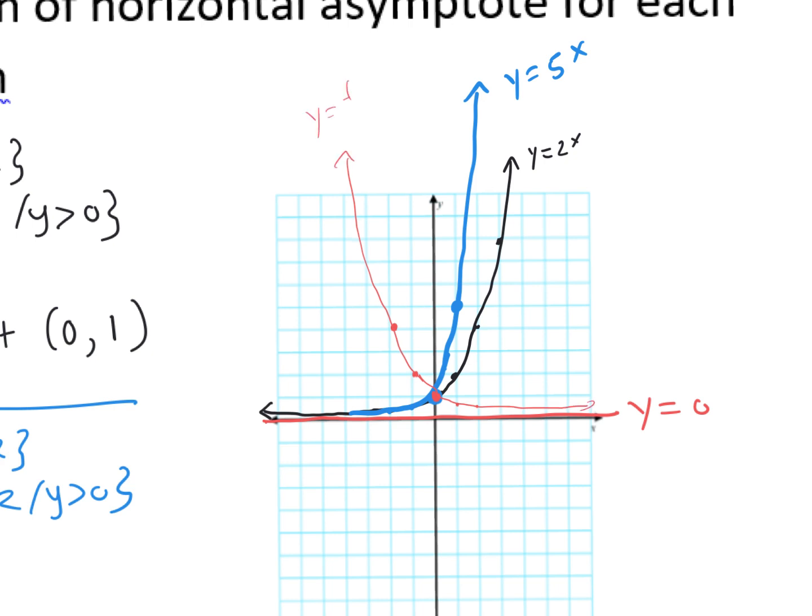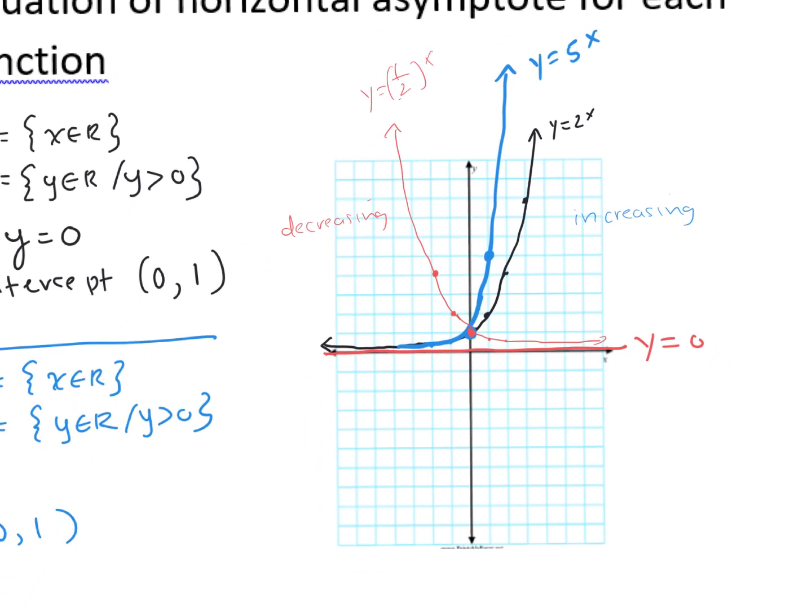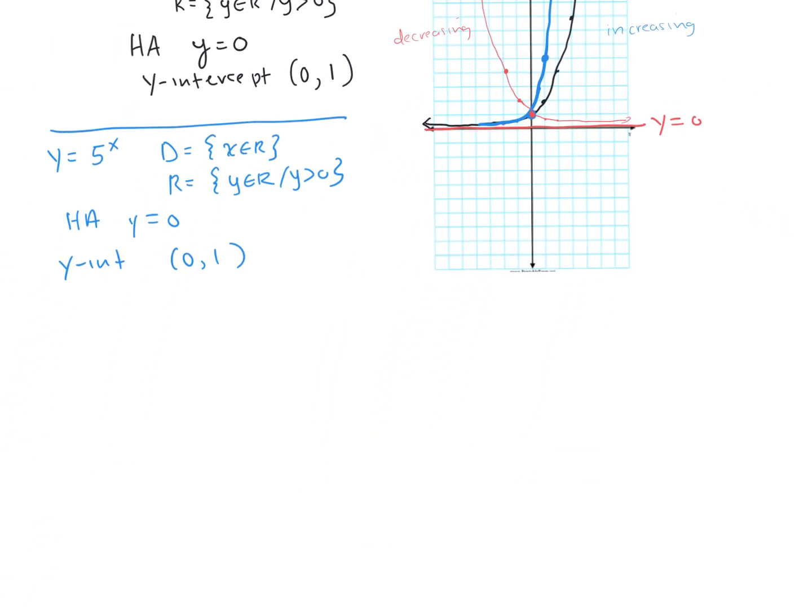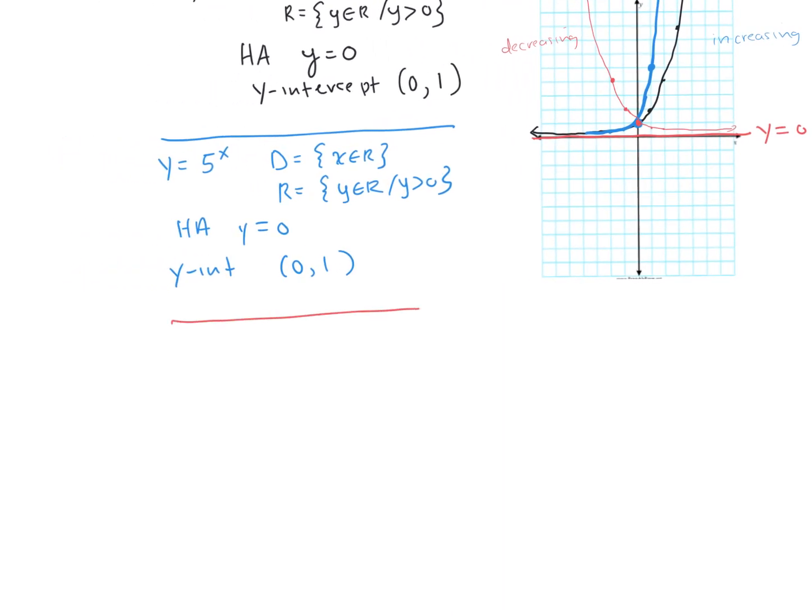Any graph that goes up is called an increasing function. Any graph that goes down is a decreasing function. And the properties, well, nothing really changes. Even though I changed the base and it goes down, the domain is still any real number. The range is still above 0.